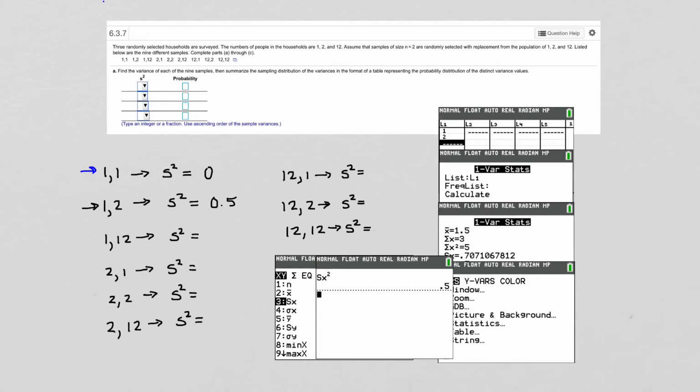So that was the sample variance for the sample containing the numbers 1 and 2. So what I can do is also look for the sample where I have the numbers 2 and 1. That's going to have the same variance. So this speeds up the process a little bit. So now I'm going to go back in. I'm going to change the numbers to 1 and 12 and then go through this whole same process again and find the sample variance.